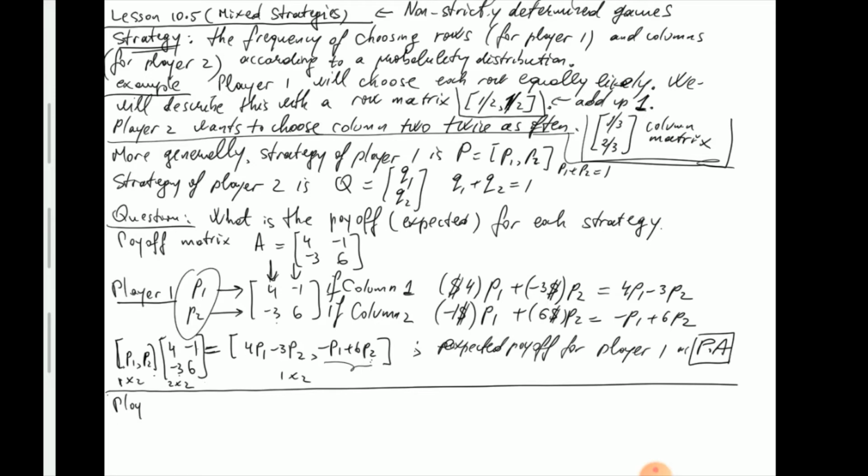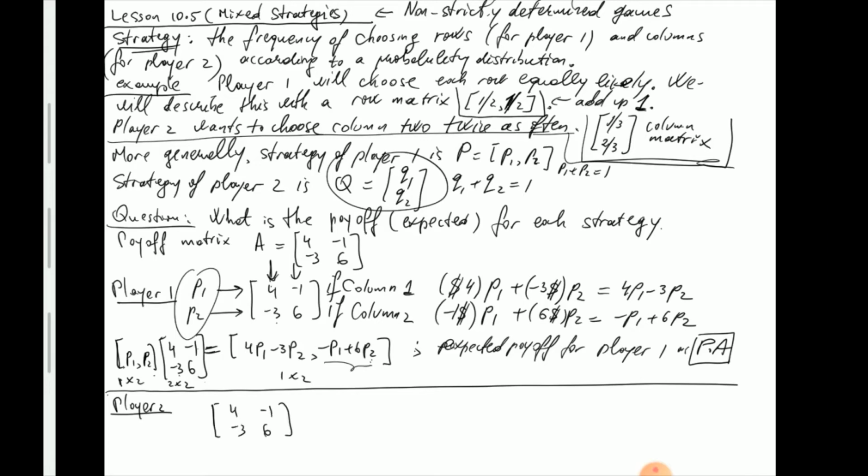This is because in the formula sheet, we're going to denote the expected payoff for player 1 as P times A. P is the row vector, the row matrix, and A is the payoff matrix. We're going to write down the formula immediately. So let's do the same thing now from the point of view of player 2. Now player 2, remember, has the strategy of choosing either column 1 or column 2. Let's write again the payoff matrix here.